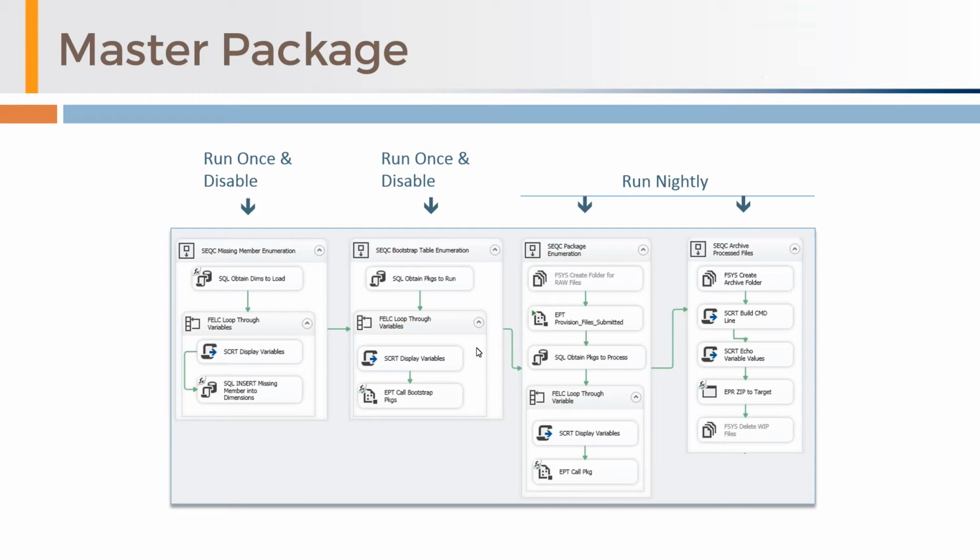Let's move on to the master package. From left to right, the master package adds a missing member to most dimensions. Whether a particular dimension gets one or not is driven by the contents of a table that we don't see right now, but a very important aspect of this entire framework being table driven. A missing member is not supplied to the date-time dimension, for instance.